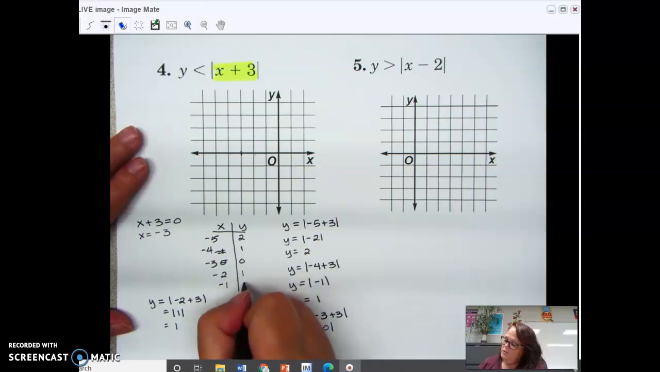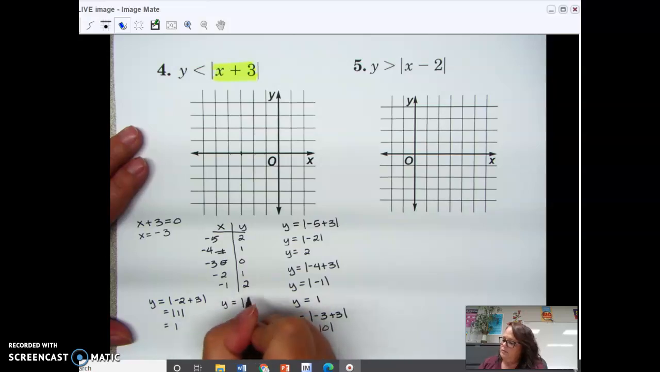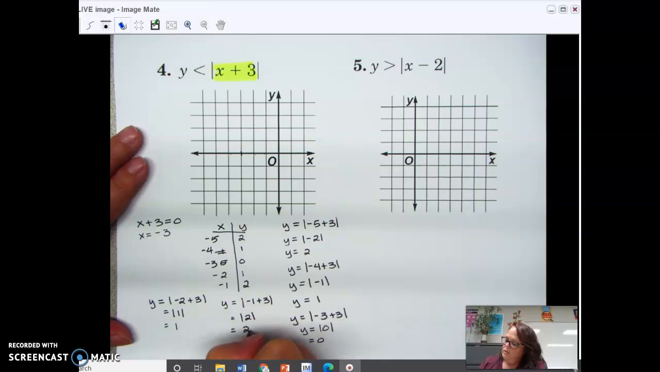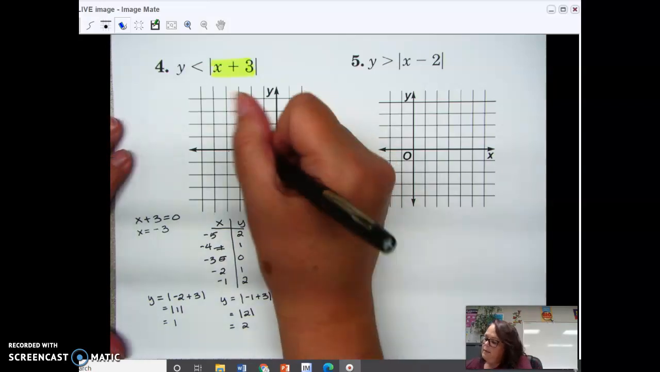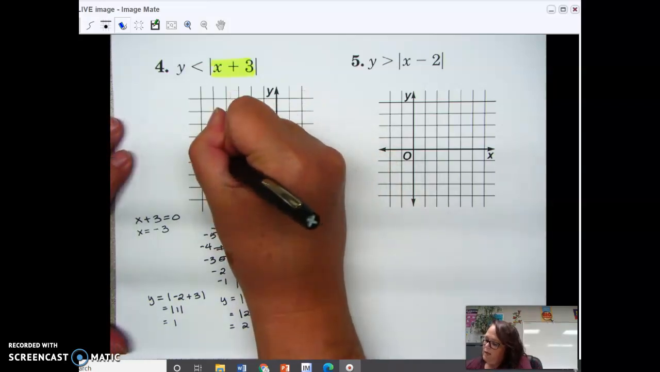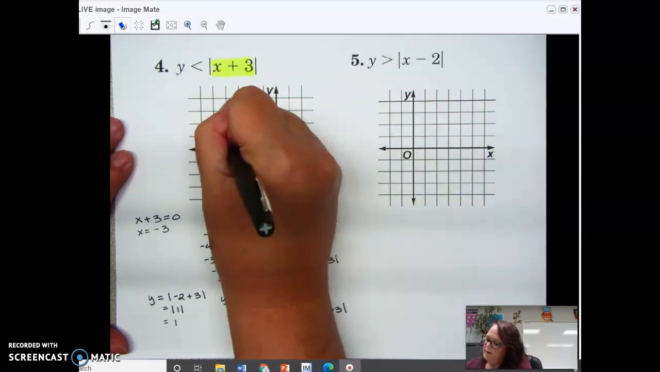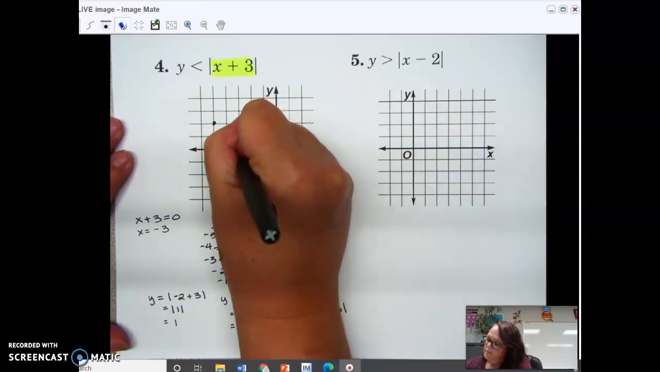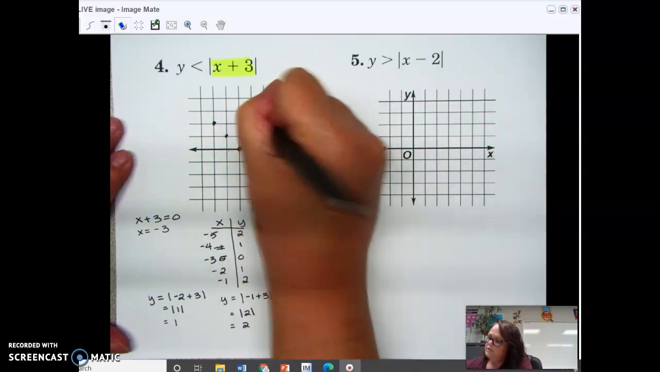And then the next one should be 2, but let's just verify. So I get y is equal to the absolute value of negative 1 plus 3, which gives me the absolute value of 2, which gives me 2, just like I predicted. So coming up here, that means at negative 5, we have a point at positive 2. Negative 4 is at positive 1. Negative 3 is at 0. Negative 2 is at 1. And negative 1 is at 2.